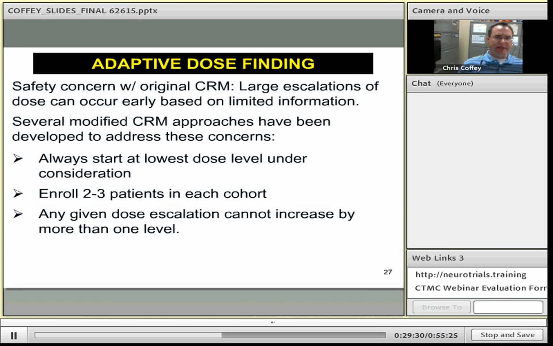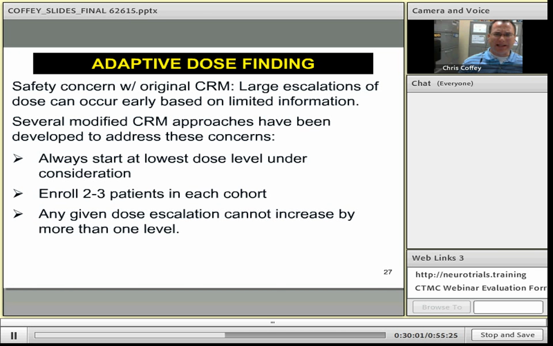So for this reason, what is actually used in practice now is more of a modified CRM that works slightly differently. It's not quite as efficient as what was originally proposed, but it protects subjects more from a safety standpoint. And so what is usually done now is you would always start patients at the lowest dose under consideration, regardless of what your a priori belief of the dose toxicity curve was. You would enroll 2 to 3 patients in each cohort. It's usually 3 patients in a cohort. And at any given dose escalation, you can't increase by more than one level.